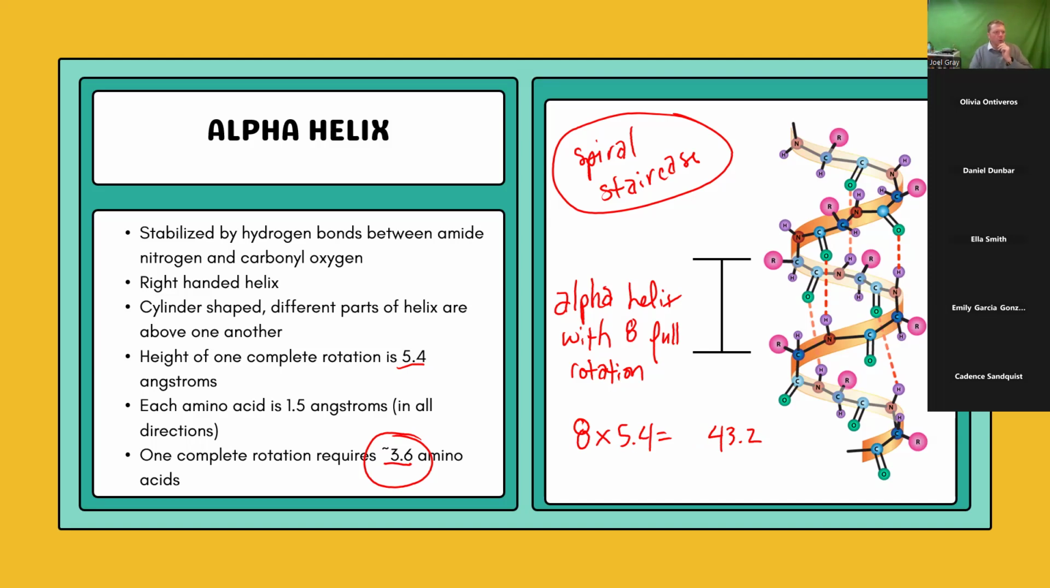Okay. Now, another follow-up question for that would be, well, how many amino acids would be required for that? Well, then you're going to say 8 times 3.6. Because if it's 3.6 amino acids per complete rotation, then we're talking about 26.4, I think, approximately. Because one rotation is 3.6, two rotations is 7.2, three rotations is 10.8.